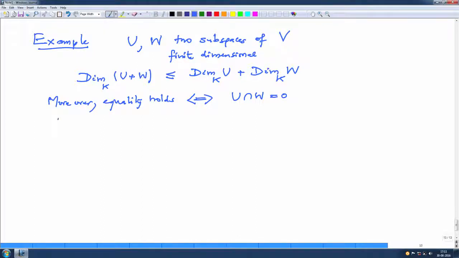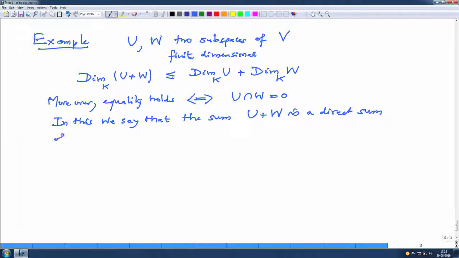In this case, we say that the sum U plus W is a direct sum of U and W. We will use this concept more in the later lectures.